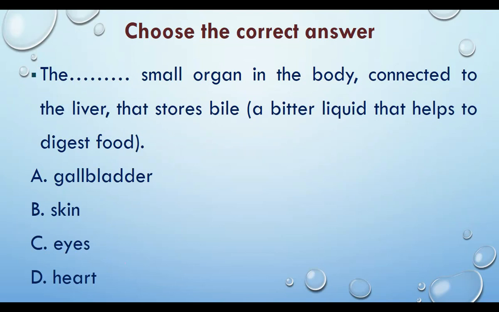The gallbladder is a small organ in the body, connected to the liver, that stores bile, a bitter liquid that helps to digest food.